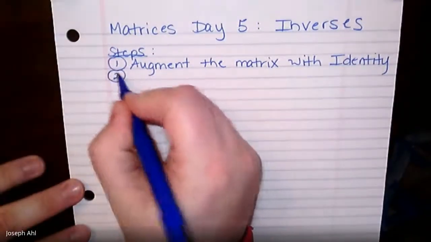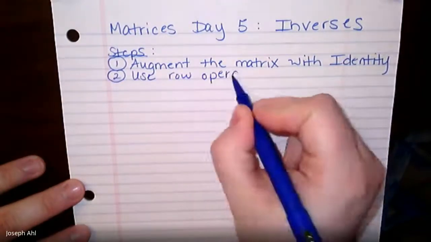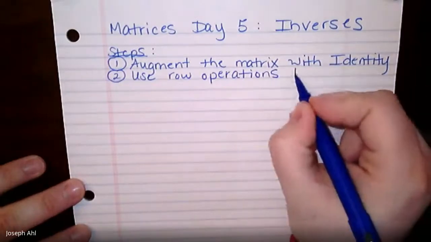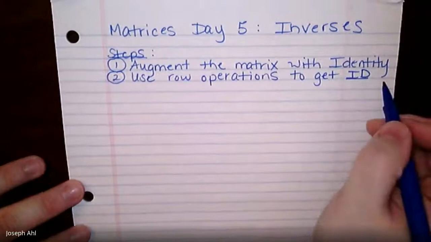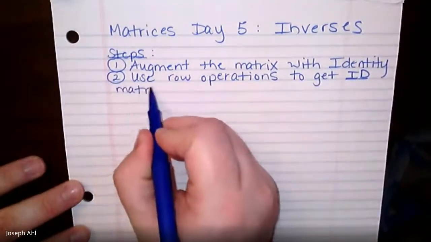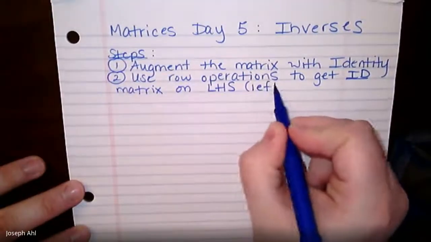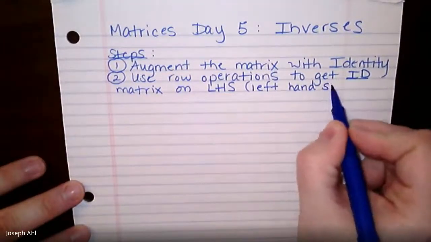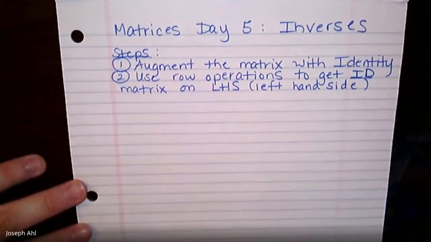Step 2. Use row operations to get the ID, which I'm going to call the identity matrix, on the LHS, which I'm going to refer to as the left-hand side. So what are row operations? Row operations are the things that we do to make ones and zeros. Same exact steps that we were using to make ones and zeros when solving those systems.